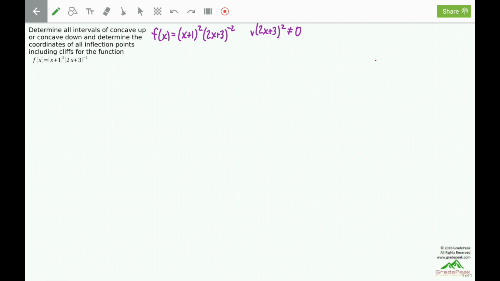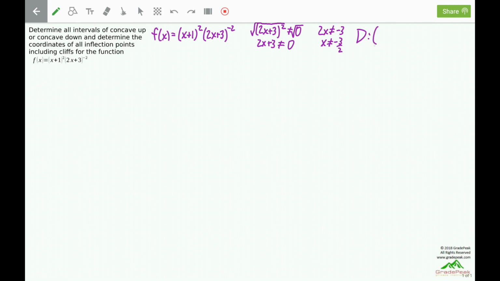We can solve for x here by taking the square root of both sides. The squared and the square root will cancel each other out, so 2x plus 3 does not equal the square root of 0, which is 0. We can now subtract 3 from both sides, so 2x does not equal negative 3, and divide both sides by 2, so x does not equal negative 3 halves. The domain will be all real numbers except negative 3 halves.